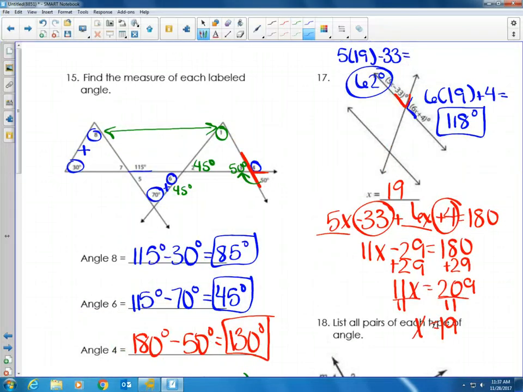Okay, I'm going to leave you to do number 18 on your own. All you're doing is listing those types of angles.